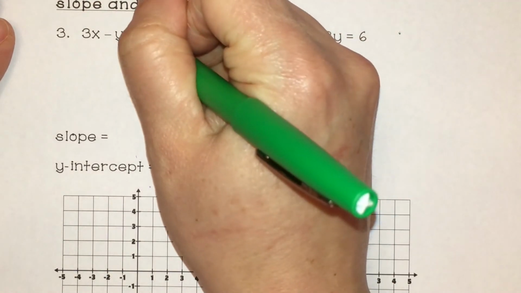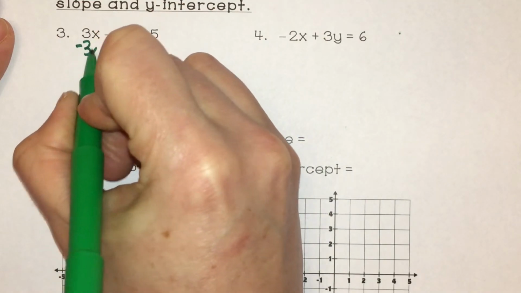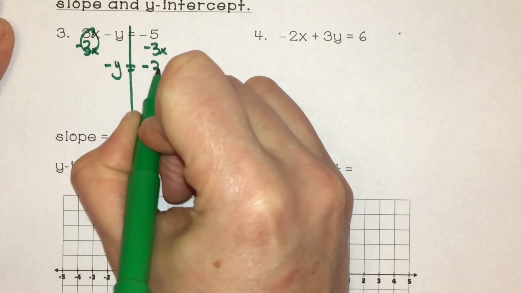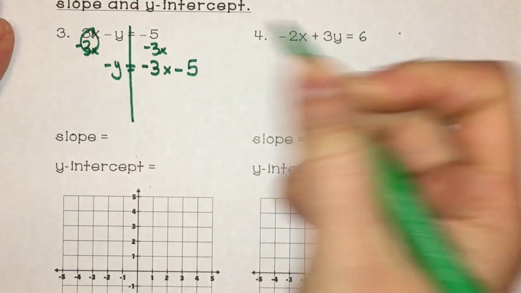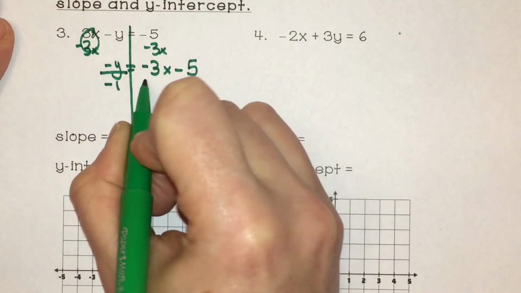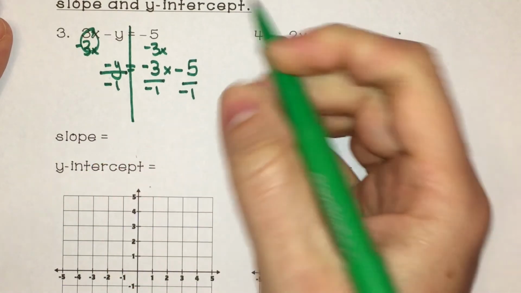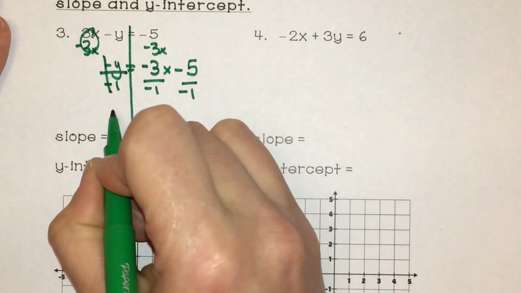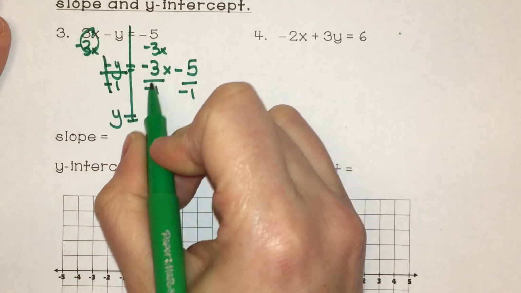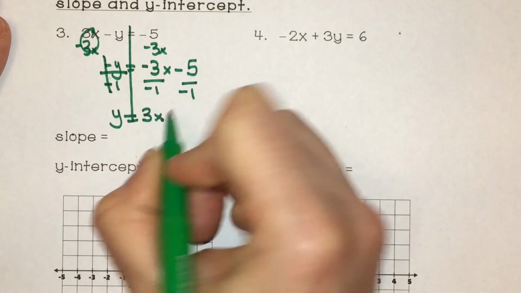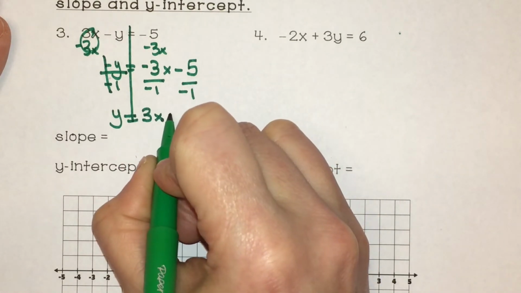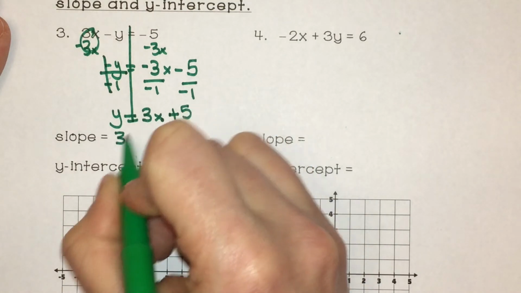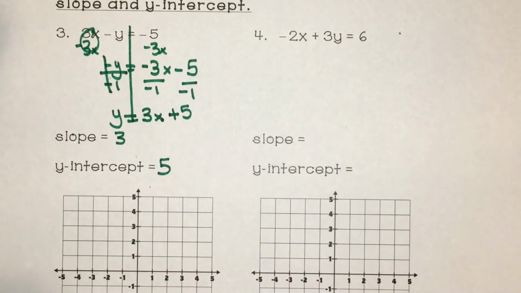All right, 3. We're going to subtract 3x on both sides. So we get negative y equals negative 3x minus 5. This one's tricky. You have to divide everything on both sides by negative 1. Negative divided by negative is a positive. You can't have a negative y. So y equals negative 3x divided by negative 1 is positive 3x. Negative 5 divided by negative 1 is positive 5. So we have 3 is our slope, 5 is our y-intercept.